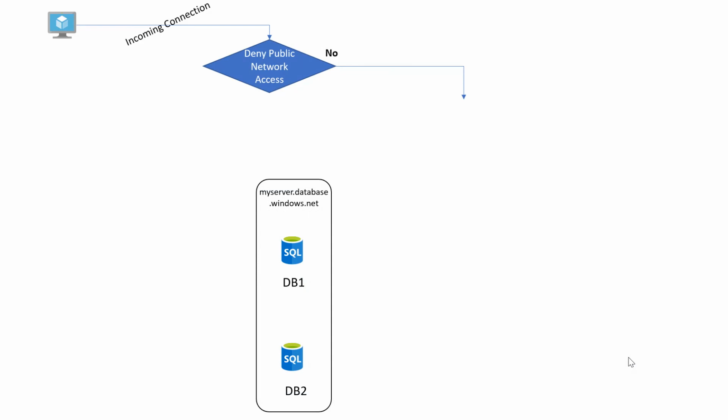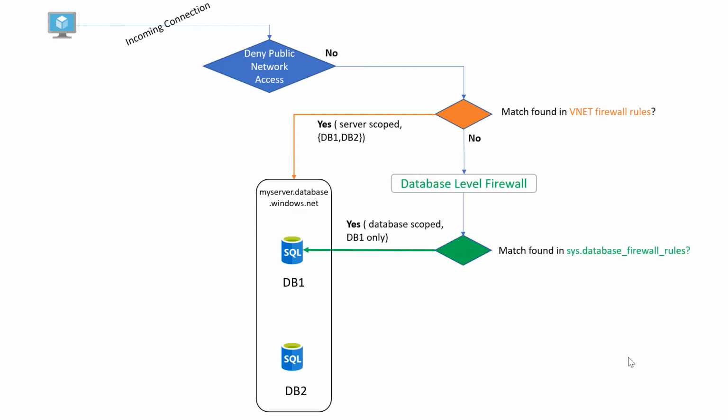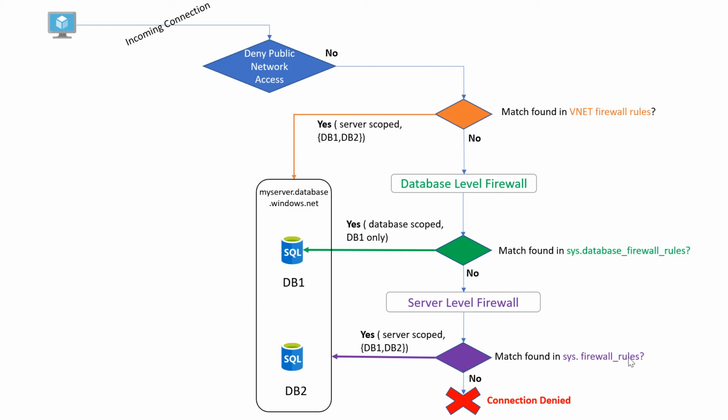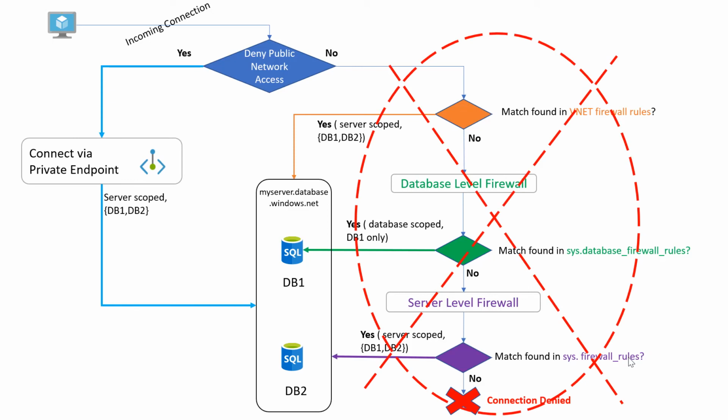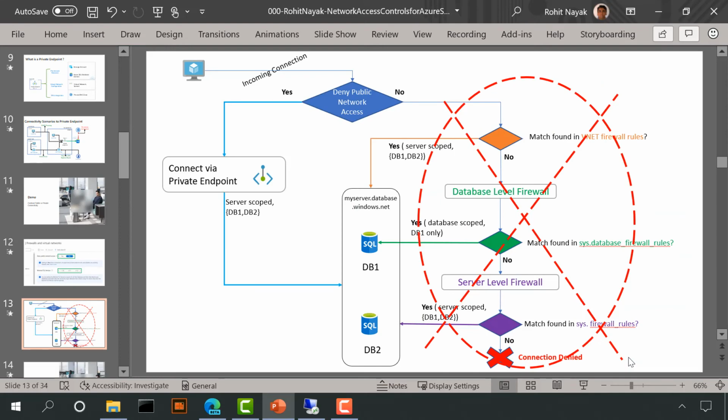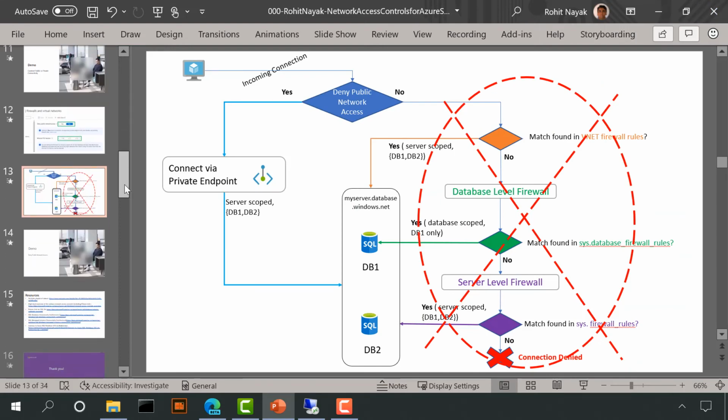Quick segue so that everyone understands how this feature works. By default, deny public network access is set to no, which means your connections go through the same set of rules that I showed you earlier, where we check the VNet firewall rules, the database firewall rules, and the server firewall rules. The moment you set this to yes, all those ways of connecting are effectively blocked, and you can only connect via the private endpoint. So it's very important that you have a private endpoint first, otherwise you will not be able to set this feature to yes. So with that, let's go into a demo.